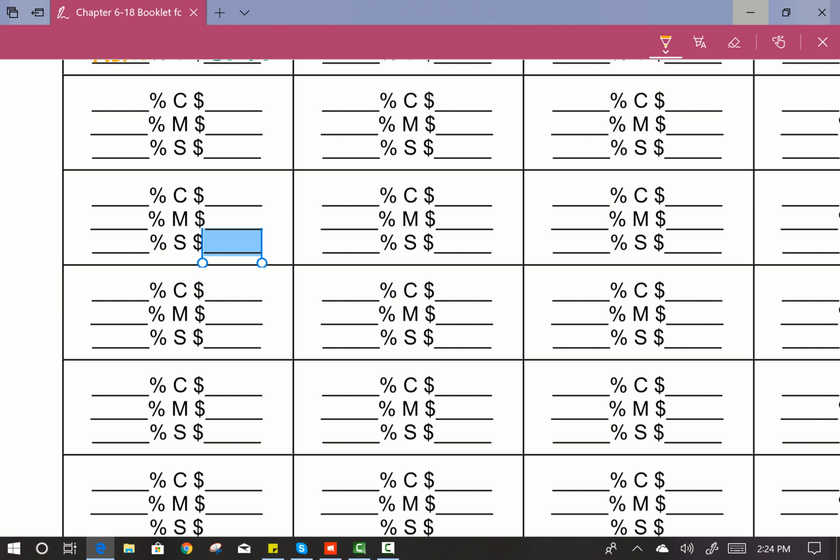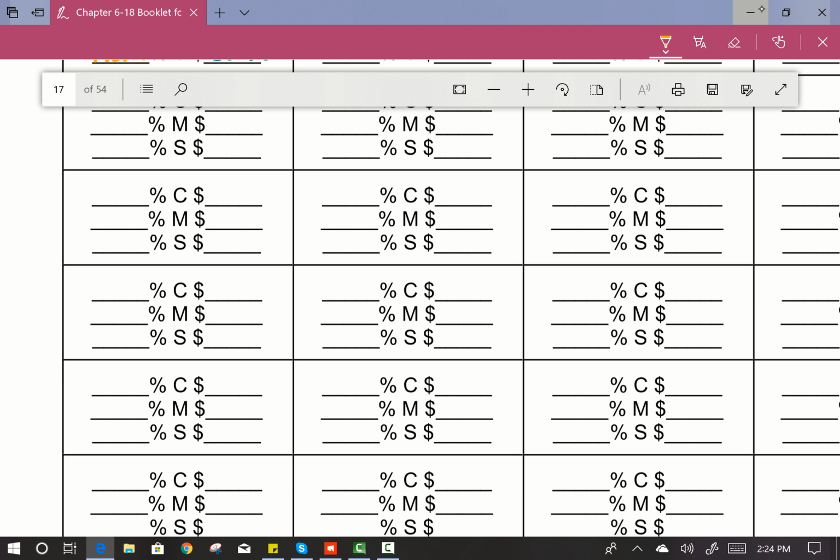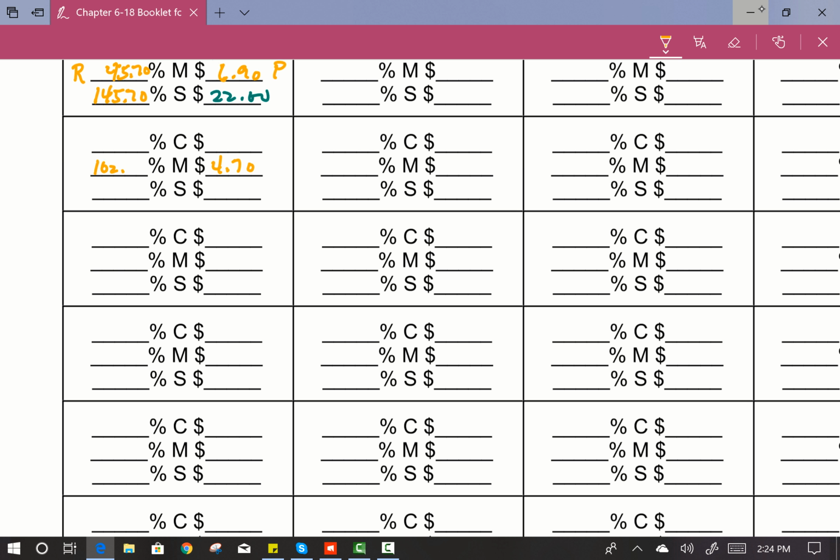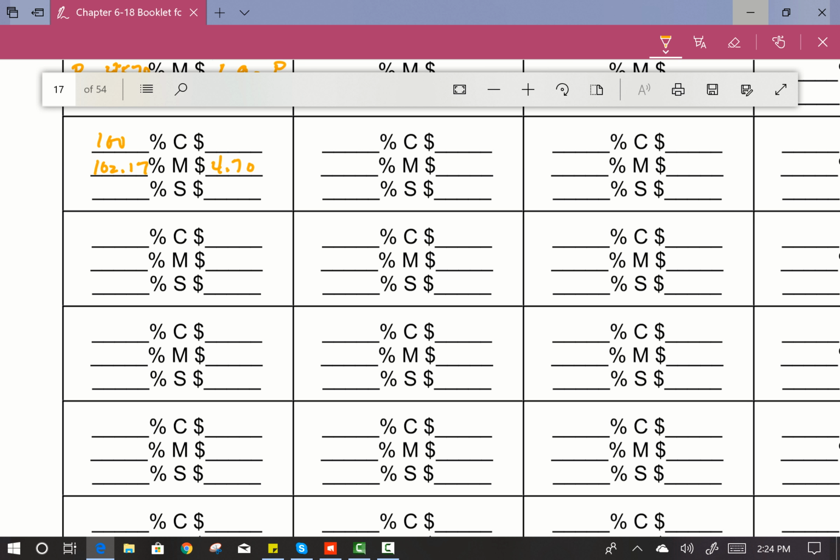Alrighty, let's go ahead and take a look at number 6. The dollar markup is $4.70, and the percent of markup on cost is 102.17%. So I'm going to make cost 100%, which makes cost the base. I'm going to go to the first place that I can add or take the difference.